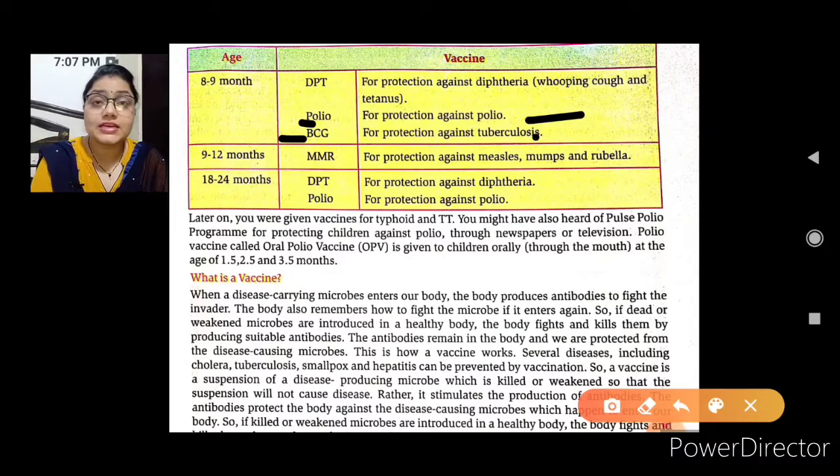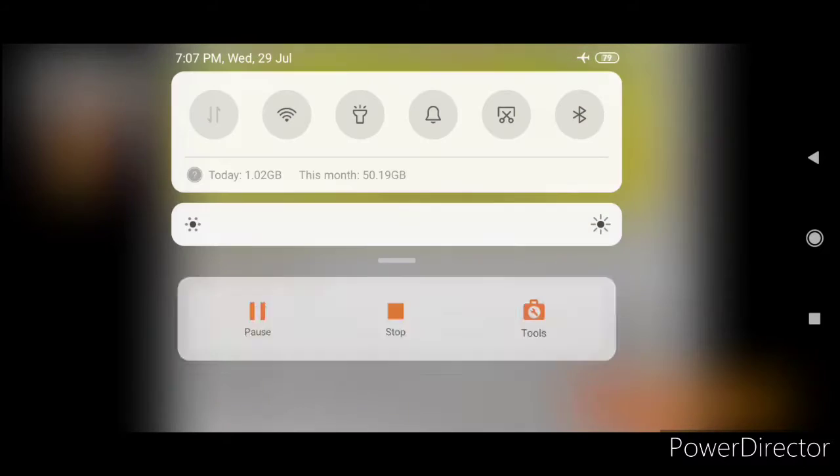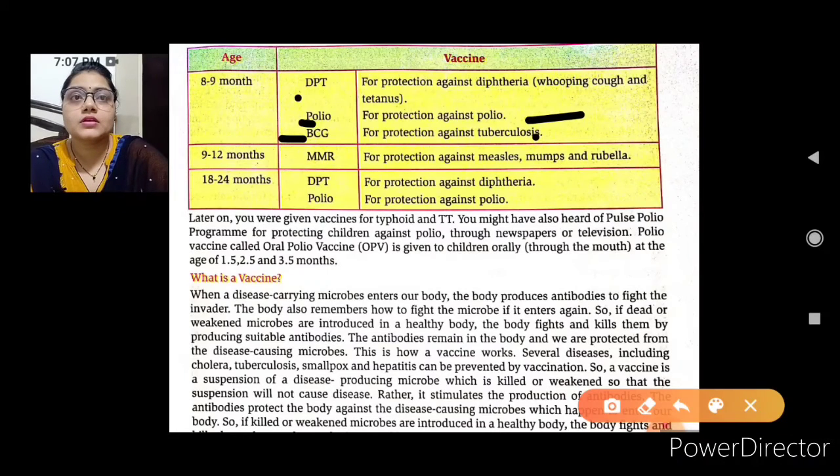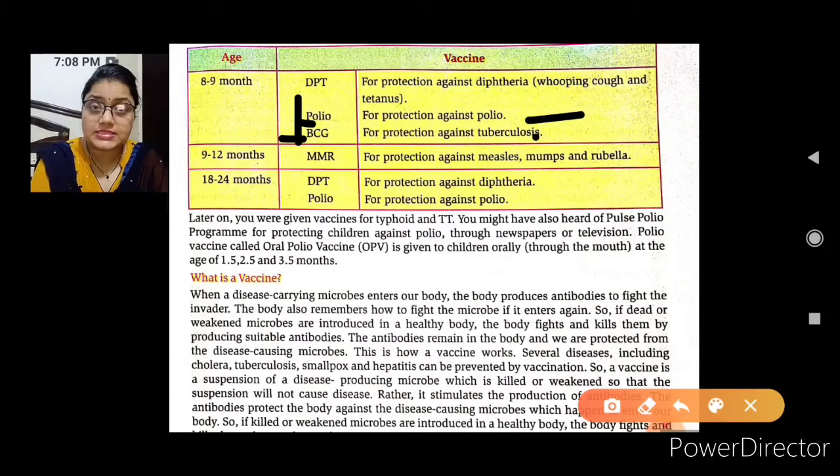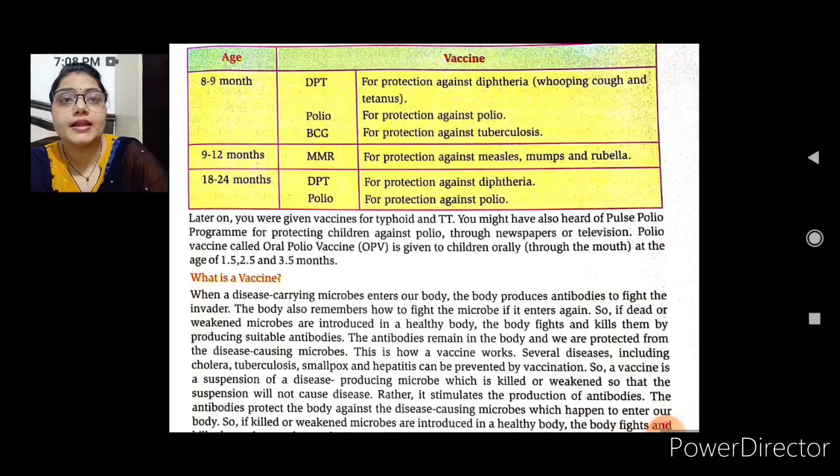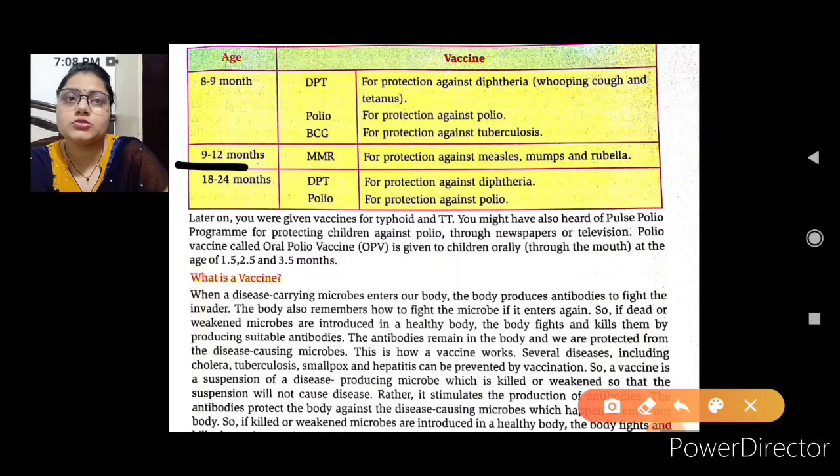Moving ahead, the third one is BCG. For protection against tuberculosis, that is TB, the BCG vaccine is given. These 3 vaccines, DPT, polio and BCG, are given to a child at the age of 8th to 9th month, to protect against diphtheria, polio and tuberculosis. Clear?